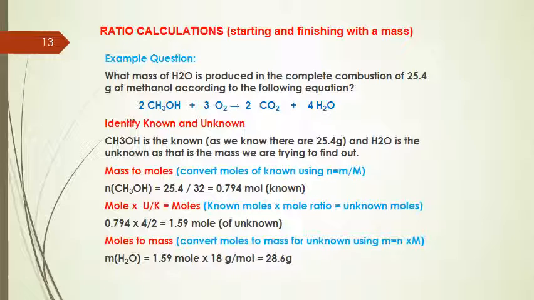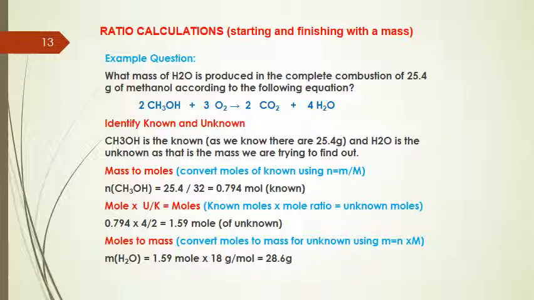So the first thing we do is we go mass to moles. We convert the number of moles of the known using the equation we have, number of moles equals mass over molar mass. So putting in the numbers, the number of moles of methanol is 25.4 divided by 32, which gives approximately 0.794 mole. Now notice that the answer is in 3 significant figures, so you need to put your answers in 3 significant figures in chemistry in order to get full marks.